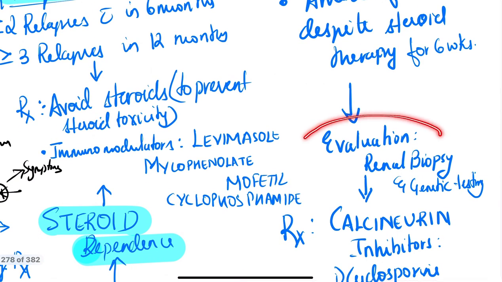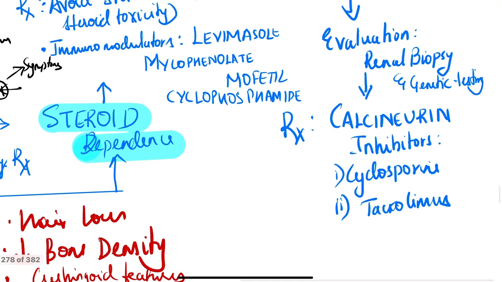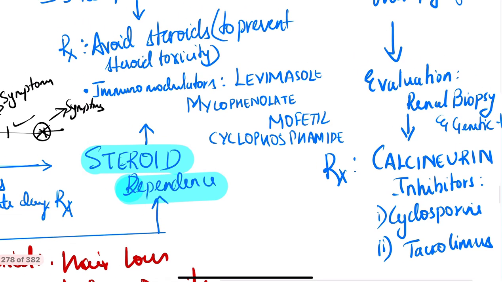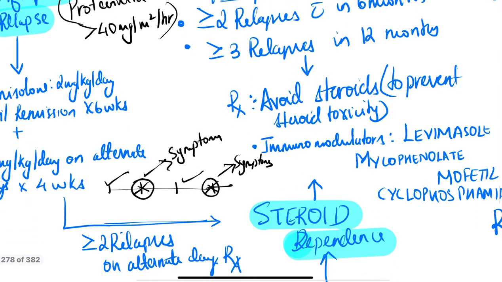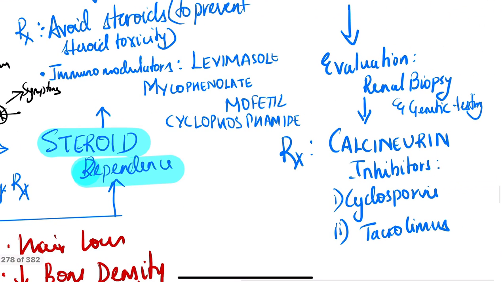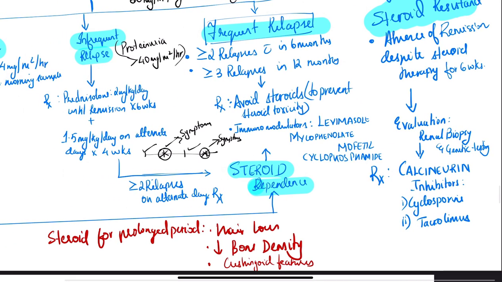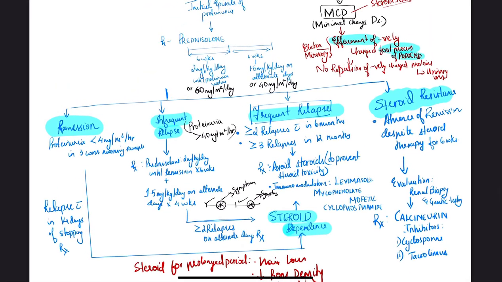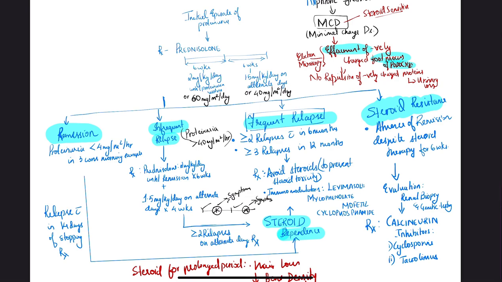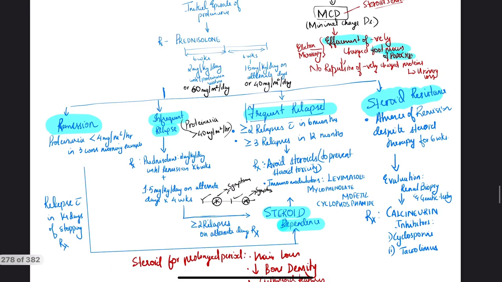So here what do you do? You evaluate the patient, send them for renal biopsy and genetic testing, and you give them calcineurin inhibitors like cyclosporin and tacrolimus. So basically there are just three groups of drugs: steroids, that is prednisolone here; immunomodulators, that is the second group; and the third group is calcineurin inhibitors, that is cyclosporin and tacrolimus, given for steroid resistant cases. So I hope now all kinds of definitions are clear from this one flow chart. You guys can take a snapshot here.